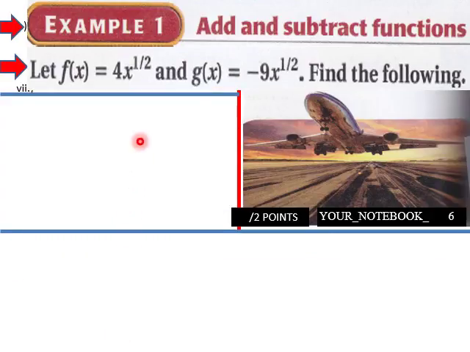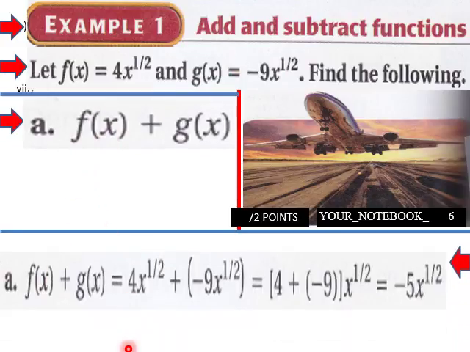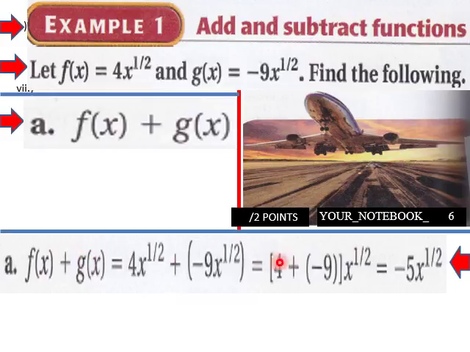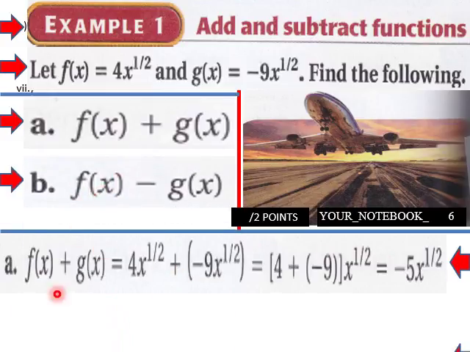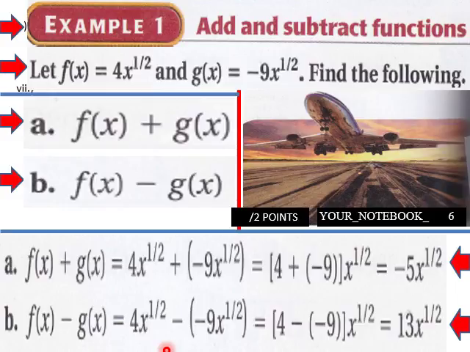So add and subtract functions. We're going to add and subtract these. Find the following, f of x plus g of x. So when we add these two together, we get negative 5x to the 1/2 power. Then f of x minus g of x. So we subtract the g of x from f of x, and then we get 13x to the 1/2. This is kind of a very cumbersome way that they do this. Basically, it's just 4x to the 1/2 minus 9x to the 1/2.